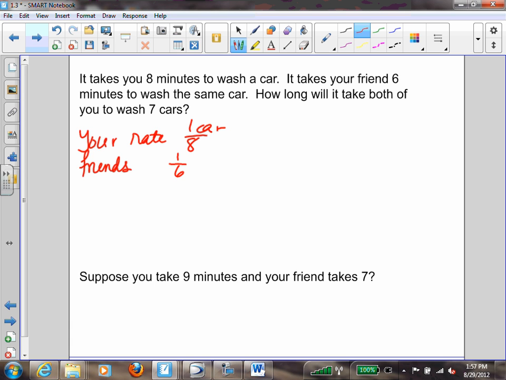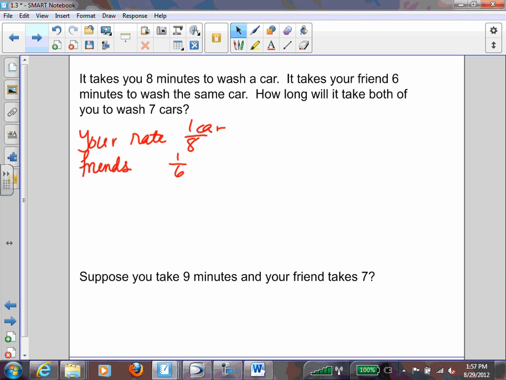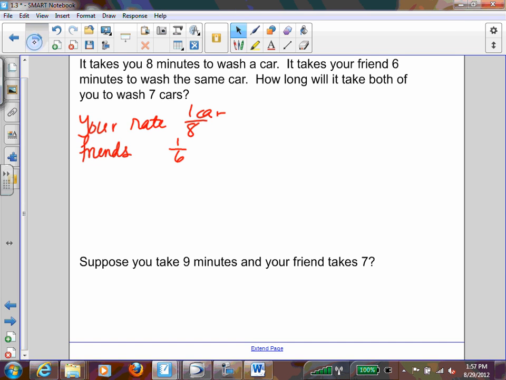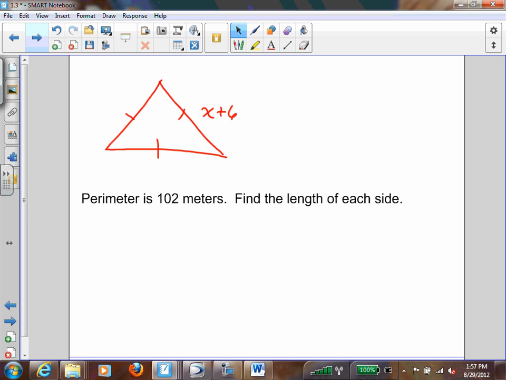How long will it take both of you to wash 7 cars? 7 cars together. You're working together. You know what? We'll do this one tomorrow because we're going to run out of time. What's the one on the back? Oh, you can do this one.